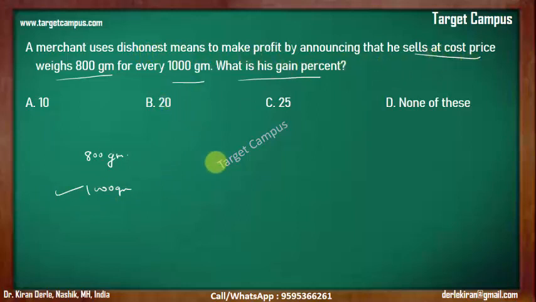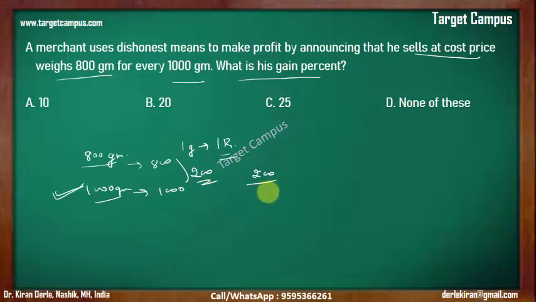He's just showing that he's selling at cost price, but where he's making dishonesty is in weights only, right? So let's suppose 1 gram is equivalent to 1 rupee. From the customer he is getting 1,000 rupees, but his goods are worth only 800 rupees. What profit is he making? He is making 200 as profit.